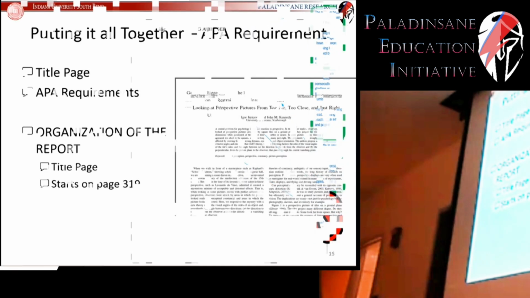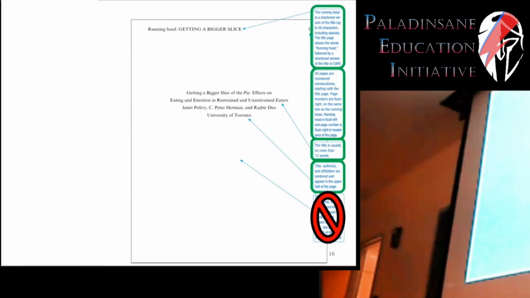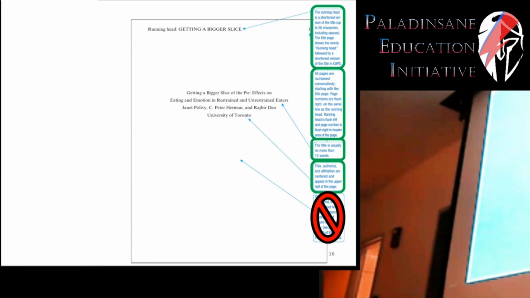When you read the APA requirements for the title page, they will say things like, it needs to have the running head. Running head must be labeled running head. It'll say your title will be first, your names will be underneath it, your affiliation will be underneath that, and that information must be centered in the upper half of the page. All of that is a description. It's difficult sometimes to decode that, but a visual like this is much easier to decode.